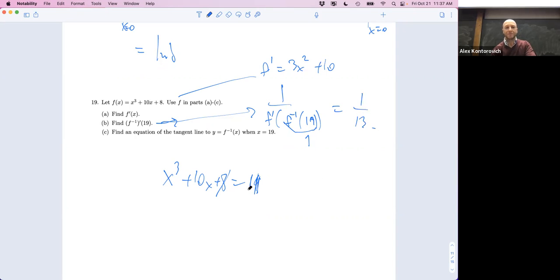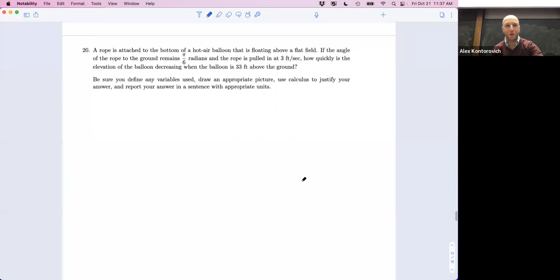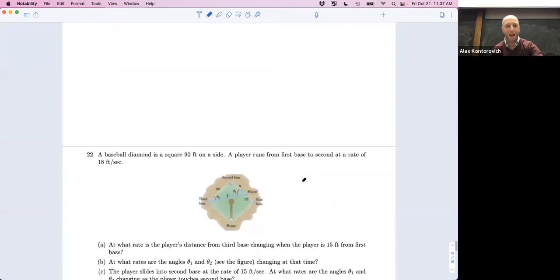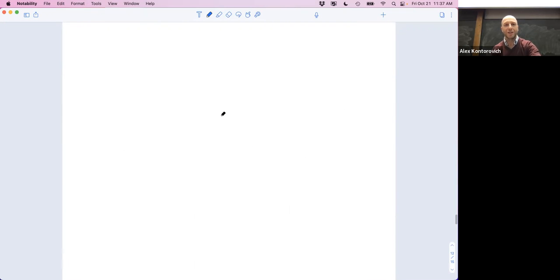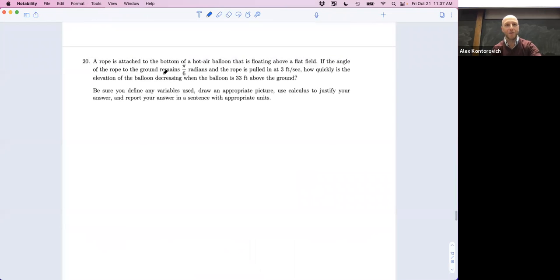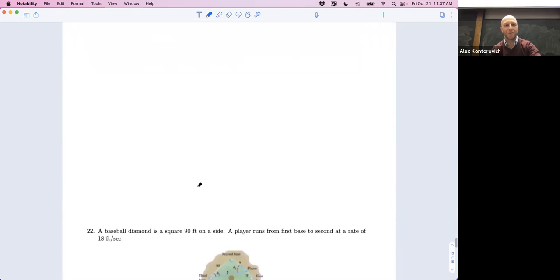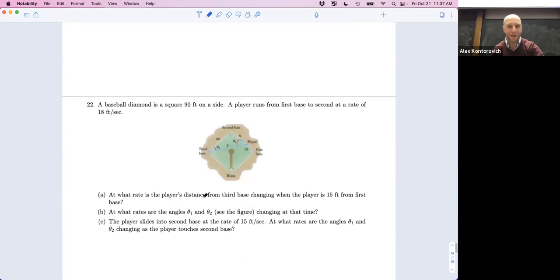1 over 13. Okay? Find the equation of the tangent line. Yeah. We know how to do that. Does that make sense? Okay. A rope. All right. Should we do this one last? Let's see. I guess I have three of these related rates. We probably only have time for one. Do you want to do a balloon or iron ball or a baseball diamond? Baseball diamond. Fine. Baseball diamond.